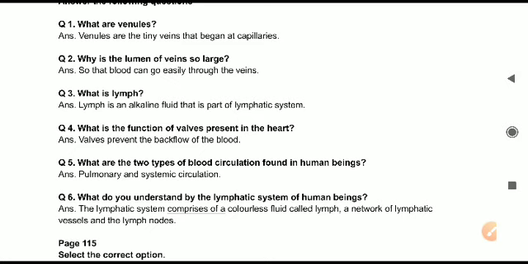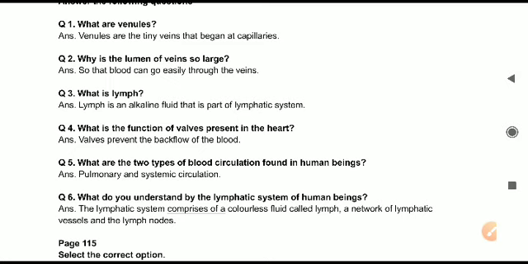Next question, why is the lumen of the vein so large? Lumen means the empty space in which blood is flowing. So in the case of a vein, that space is larger. The answer we will read: so that the blood can easily flow through the veins. That is why the lumen is large in the veins.